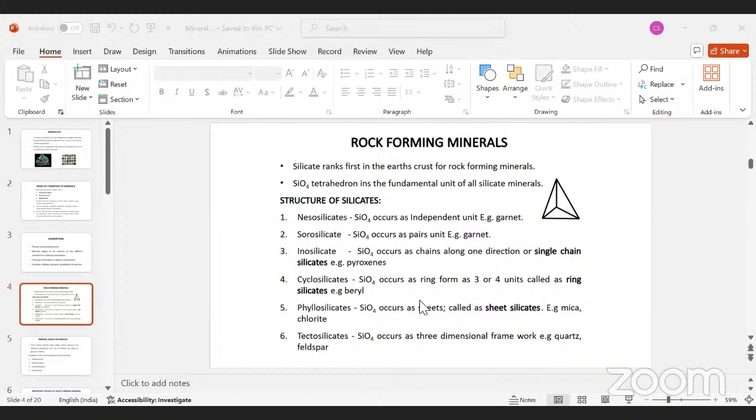And cyclosilicates. The cyclosilicates are known as the ring structure. Here also we see the same ratio of 1 to 3: one silica with three ions of oxygen. So here the composition will be Si3O9. The best example for this one is bentonite.